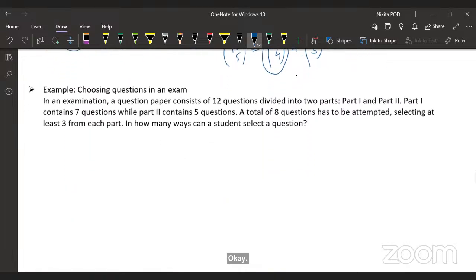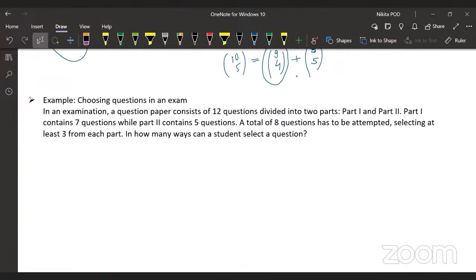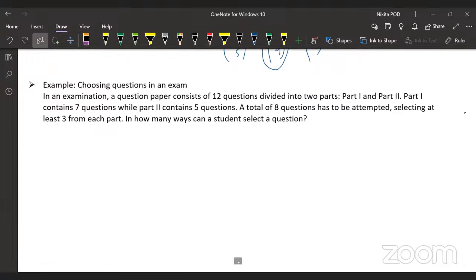All right. One question. It says in the exam, there are 12 questions, numbered 1 to 12. Okay. And it is divided into 2 parts. Part 1 has 7 questions.